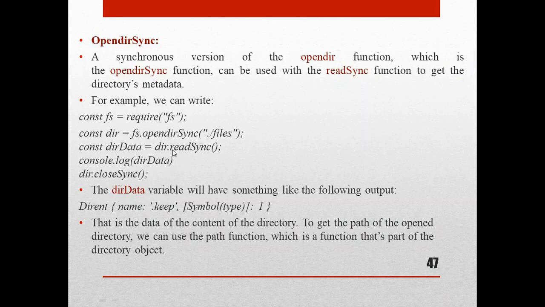What does it contain? It contains the dir.read synchronously. That means it reads the directory and returns the data, like the dirent name of that directory, dot keep, and the type of that directory and the number. One directory is there. So this is the output of this file, that is the dirent name of that directory with the symbol, type and the number.